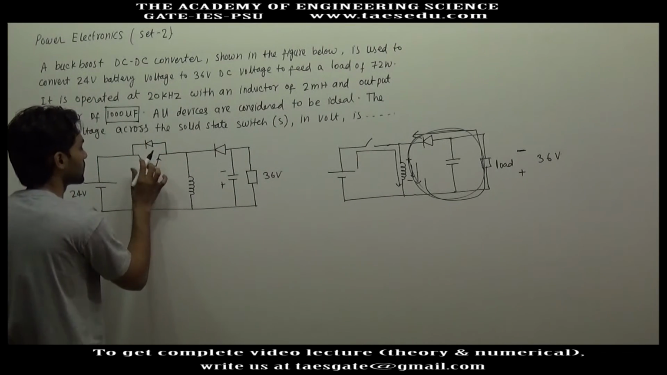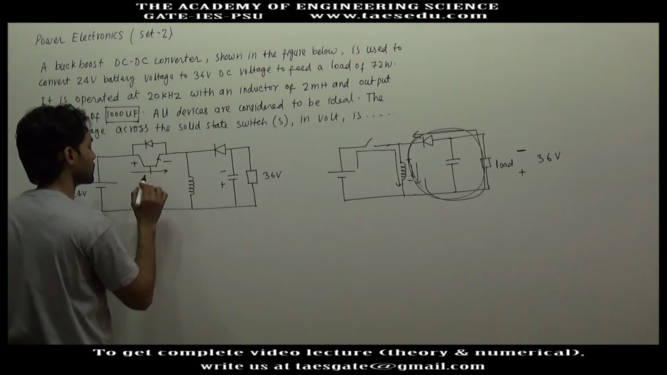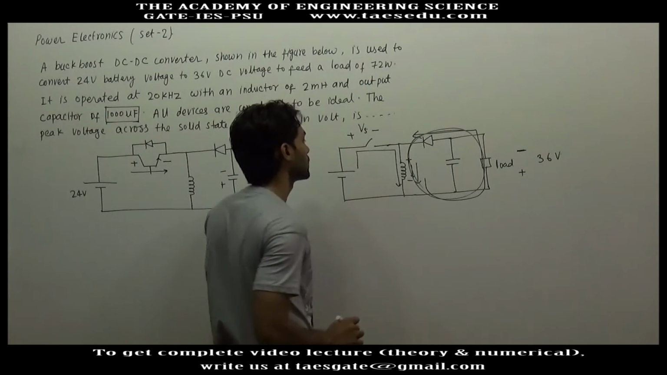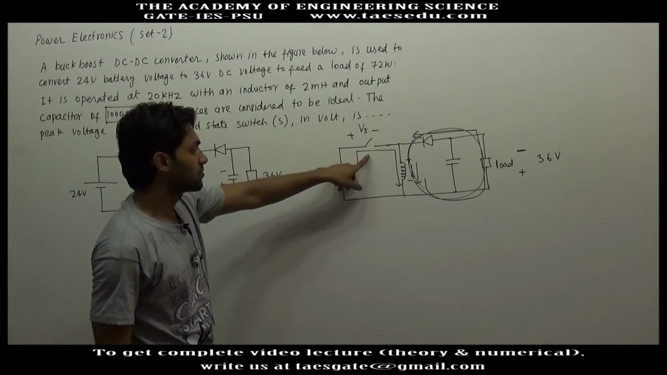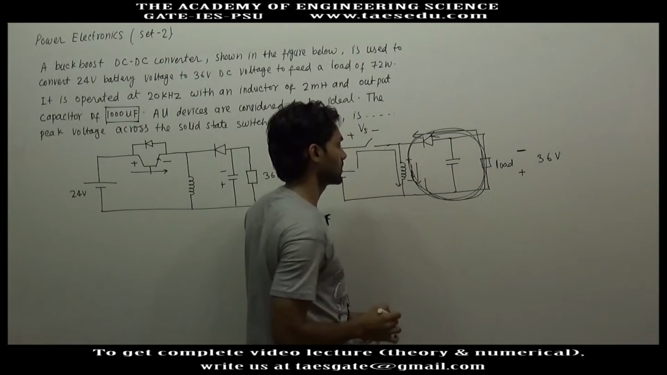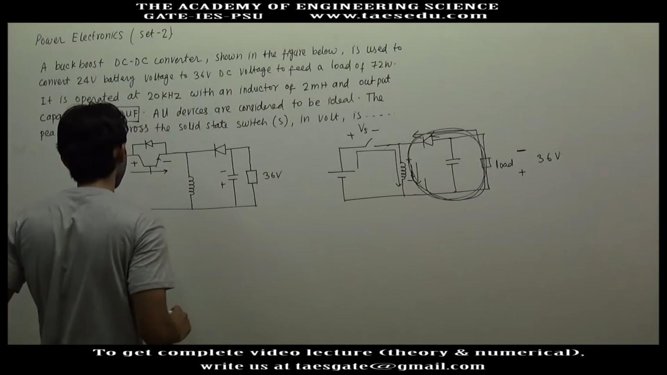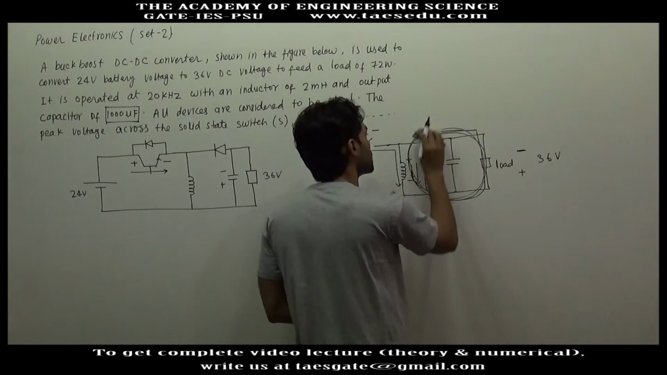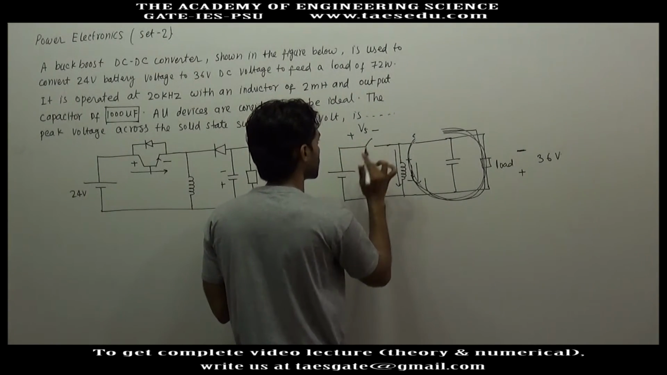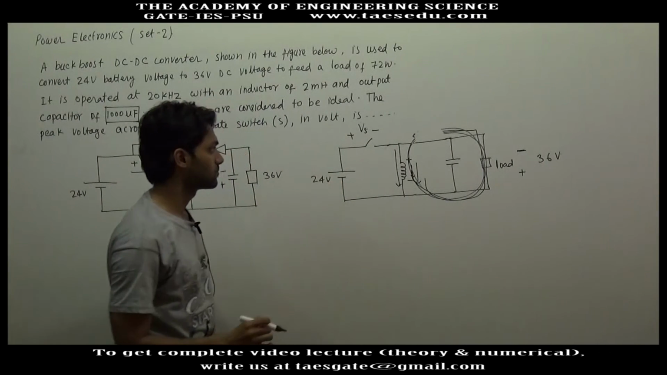Okay, current flows in this direction through the switch. So let's say this is the reference of switch voltage Vs. Now when this switch is turned off, the inductor current will flow through this path. Okay, if it flows through this path, this diode will be short circuited, and this is the reference for switch voltage. Source voltage is 24 volt.